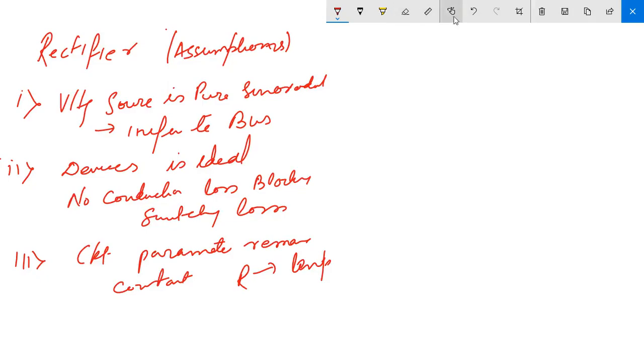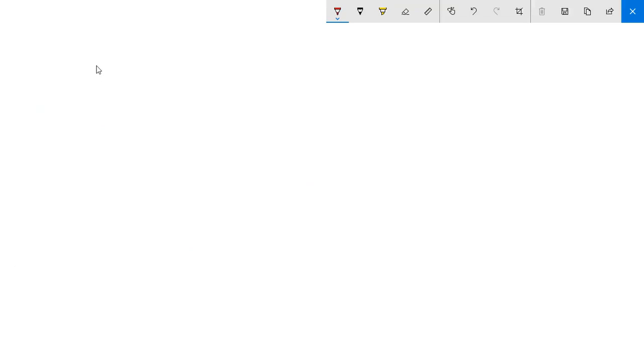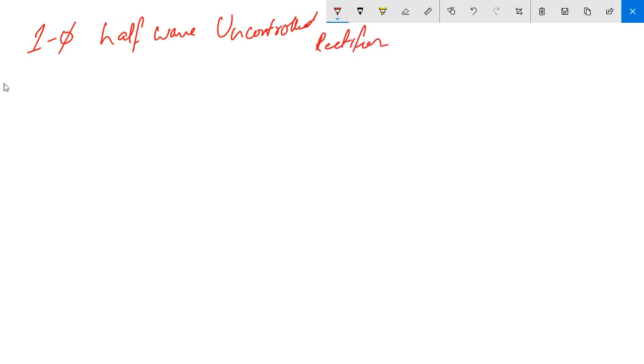So let us first discuss your first circuit, the single phase half wave uncontrolled rectifier. Better understand the wording of each rectifier.